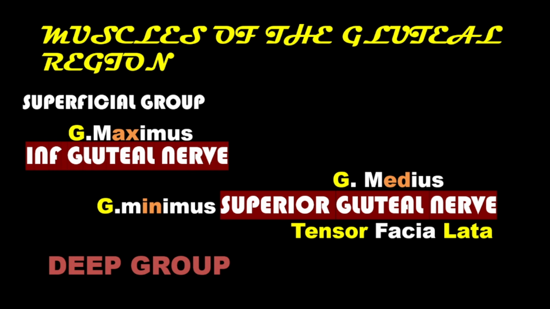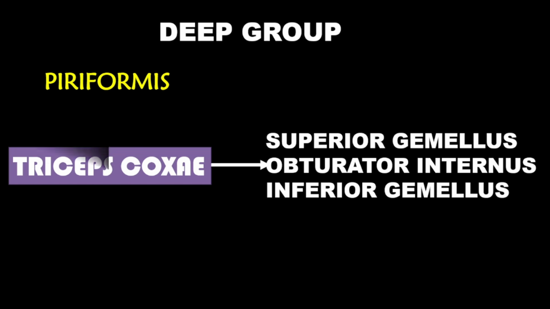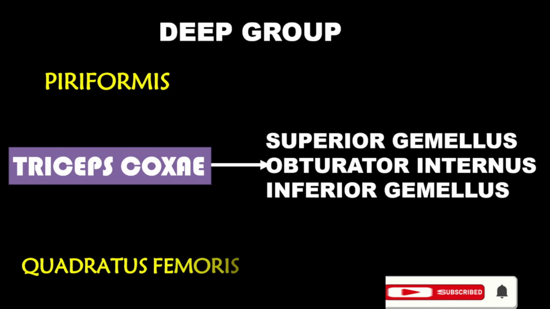The muscles of the deep group are the piriformis, the superior gemellus, inferior gemellus, obturator internus, all three known as the triceps coxae, and the quadratus femoris. All five muscles are lateral rotators of the hip.